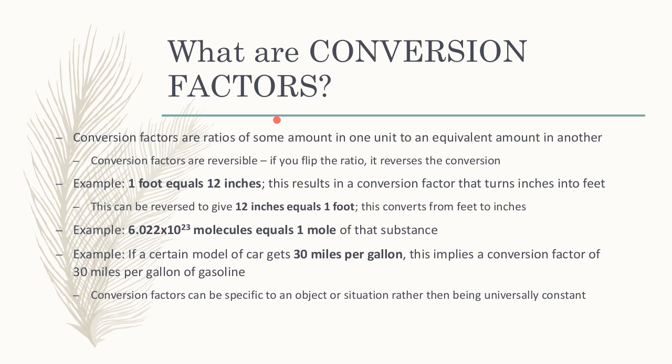An example that you see a lot in chemistry is Avogadro's number, 6.022 times 10 to the 23rd. That's the number of molecules in 1 mole of a substance. A third example is that if a certain model of car gets 30 miles per gallon, you can use that as a conversion factor to turn the number of gallons of gasoline burnt into miles traveled, or vice versa. So in this example, this is a conversion factor that's specific to a particular object or situation rather than just being a universal constant like Avogadro's number or the conversion from feet to inches. Another example you might see in chemistry might be molar mass, which is specific to a molecule or element.